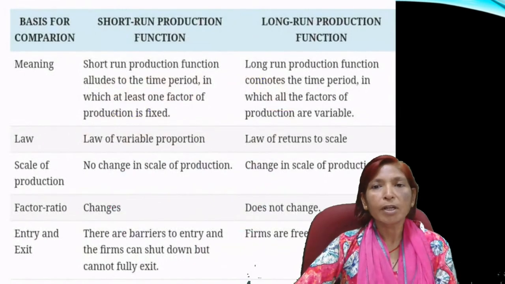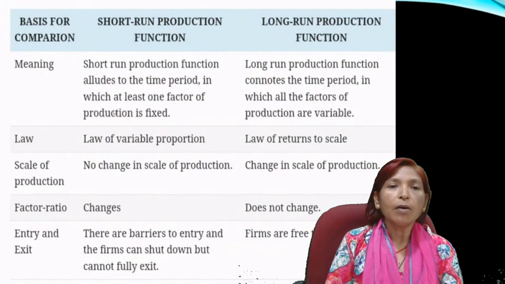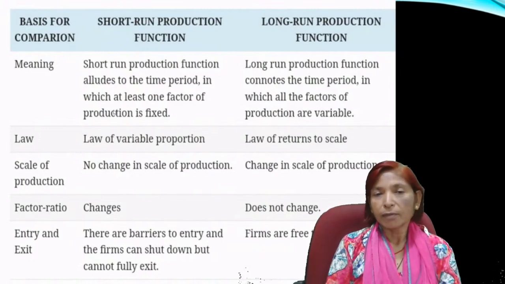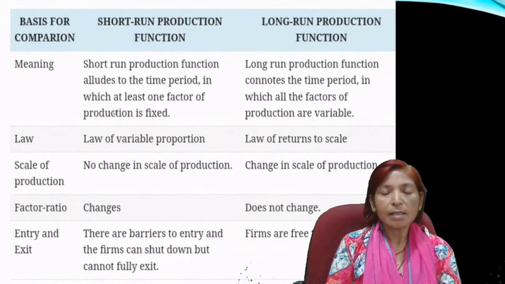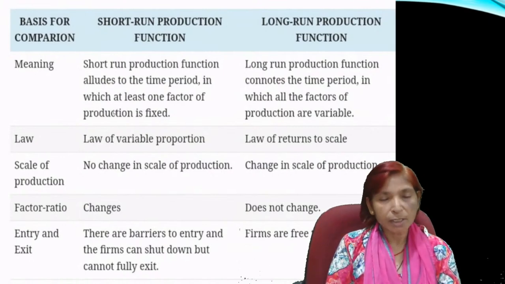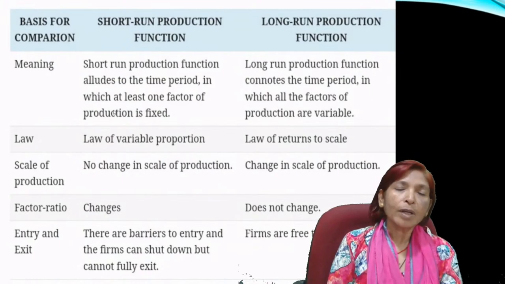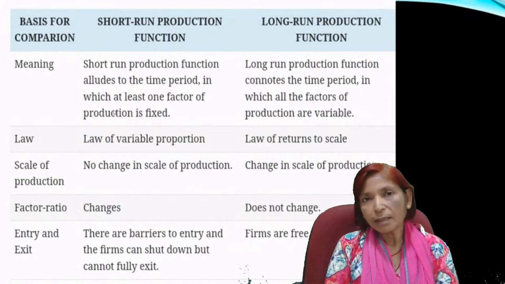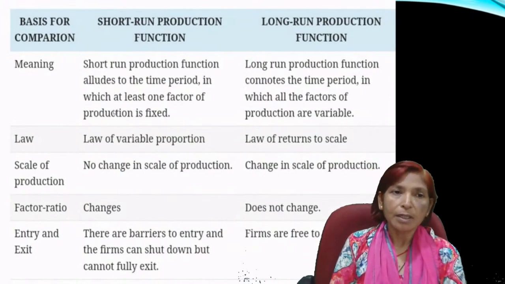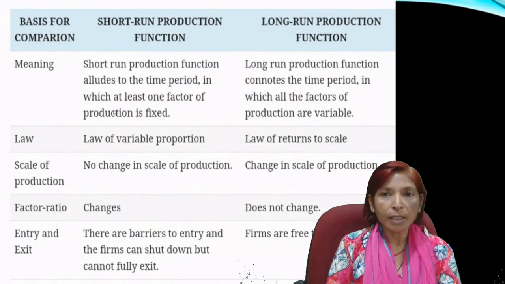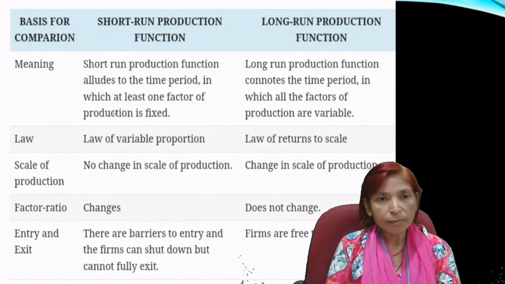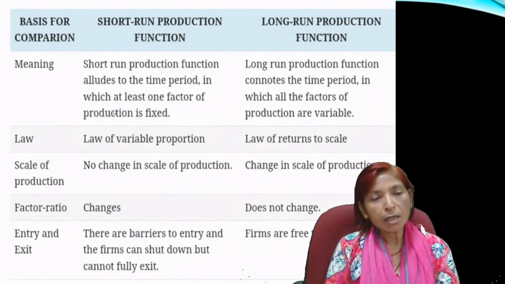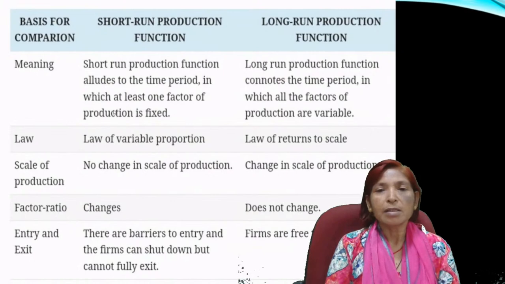Next is short run production and long run production. Now we have discussed in today's session: the first topic was cost analysis. After that, we are doing production analysis. Now there are two types of production function. One is related to the short time period and the other is related to the long time period. So the short run production function is known as returns to factor, or law of diminishing return, or law of variable proportion, and the long run production function is known as returns to scale.